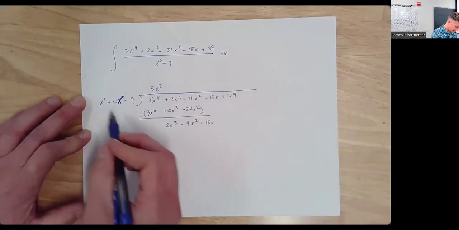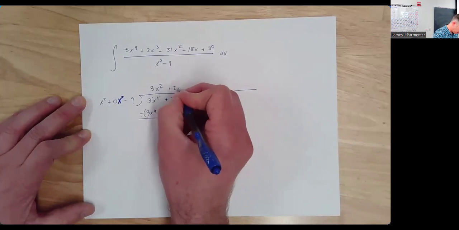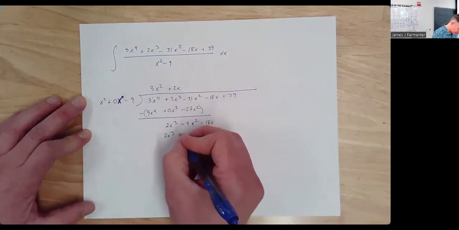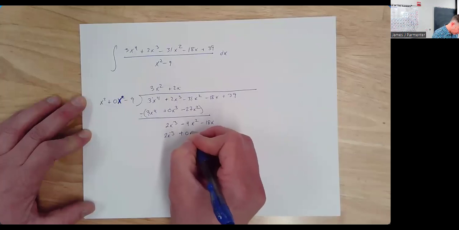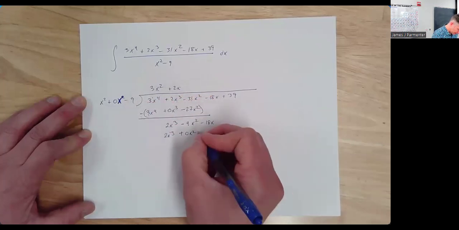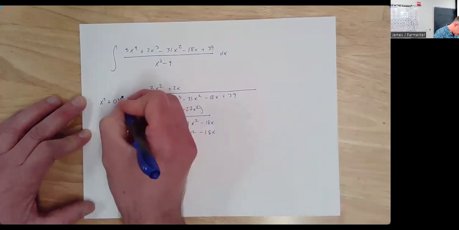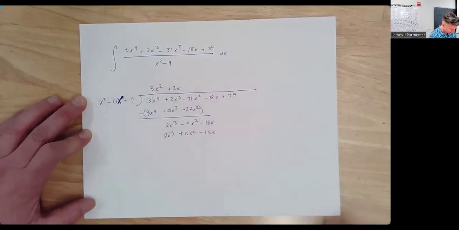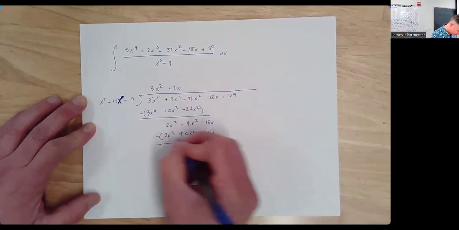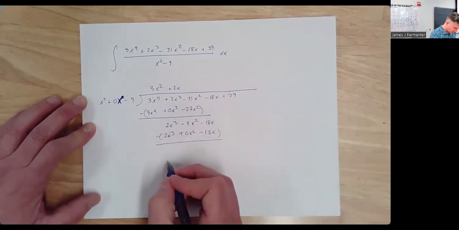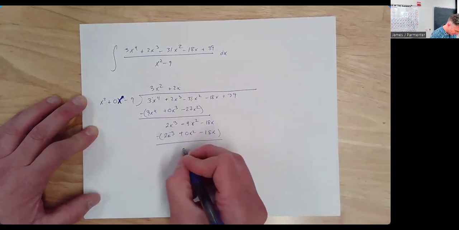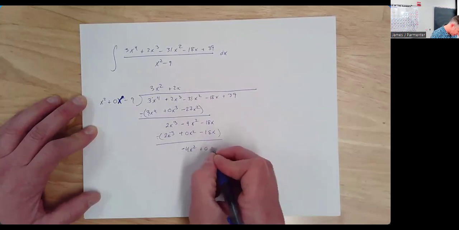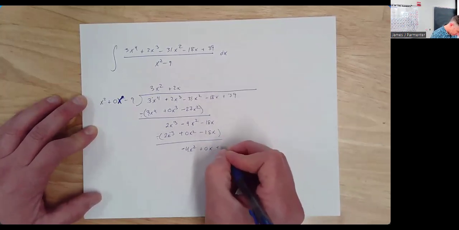What do you multiply by x squared to get 2x cubed? 2x. 2x times x squared is 2x cubed. 2x times 0x is 0x squared. And 2x times negative 9 is negative 18x. And that isn't x squared, sorry, I know I made it look terrible. That's an x. Subtract. That minus that is 0. Negative 4 minus 0 is negative 4x squared. And negative 18 minus negative 18 is 0x. Bring down the next term.